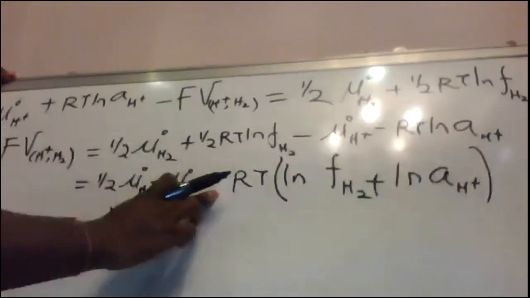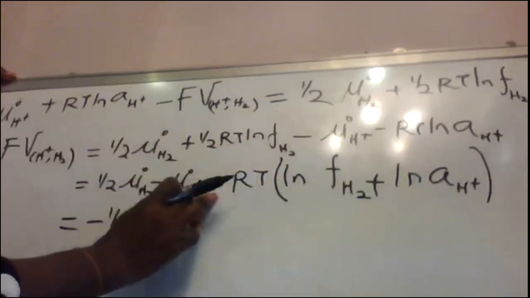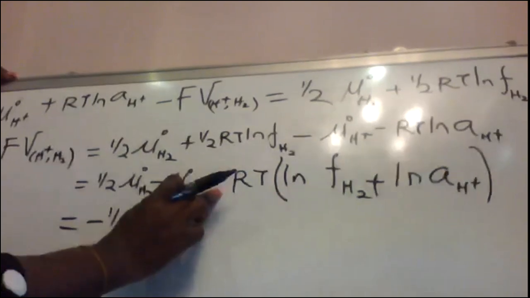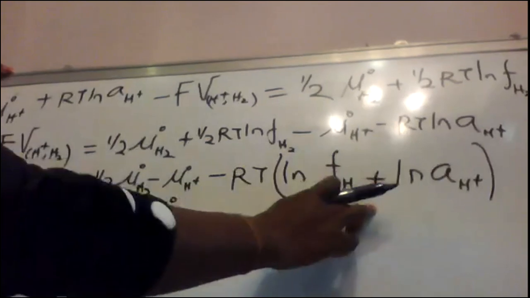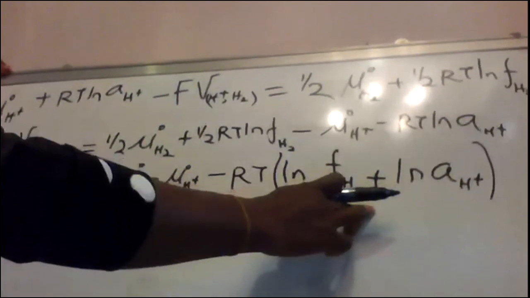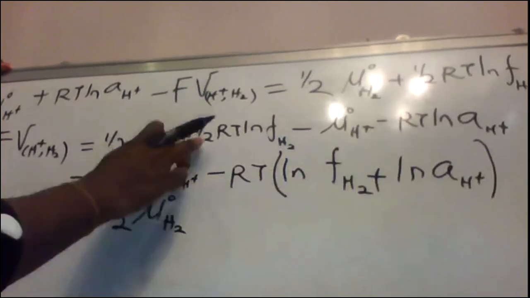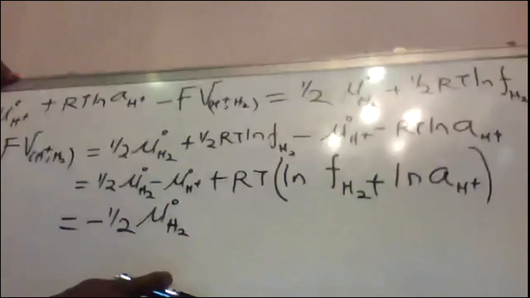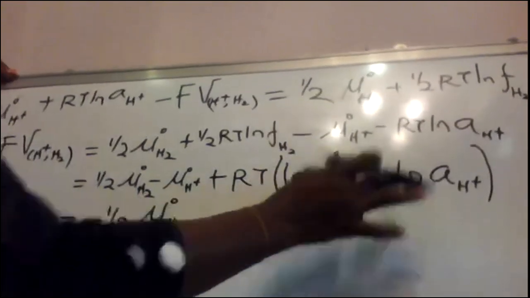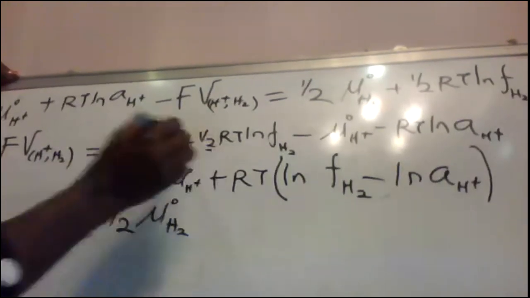Minus RT ln F. See, this is minus RT ln. Okay, this is plus and this is minus. Is that what you're saying? Yes, ma'am. No, ma'am. This is minus and minus. This is half RT ln F. So this is plus RT, right? And this would be minus there. Right? Now, please, I want you to take note of this half here.